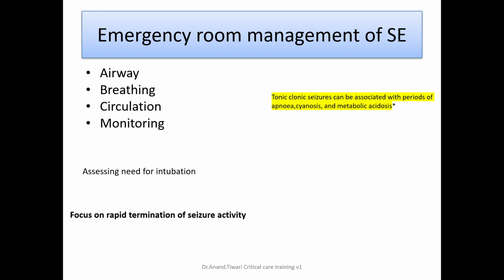These tonic-clonic seizures are often associated with a lot of metabolic acidosis and apnea, and that's why the airway is of prime importance. If the patient is obtunded, there is tongue fall and airway obstruction, and they may require intubation for airway protection to prevent secondary complications of aspiration. The focus should also be on rapid treatment or termination of the seizure activity, because if the seizure persists, it can lead to resistant status epilepticus.